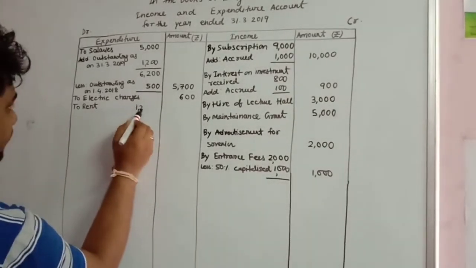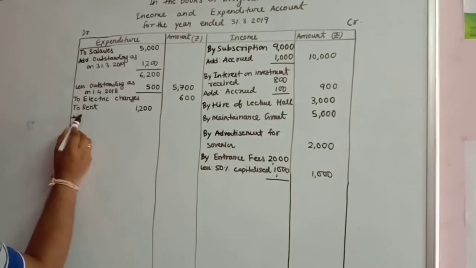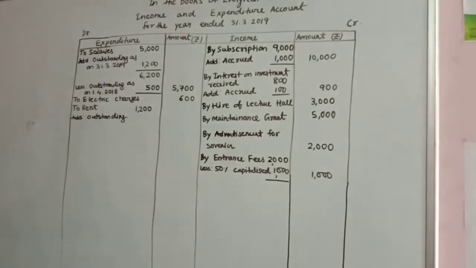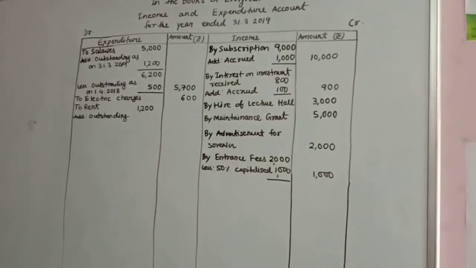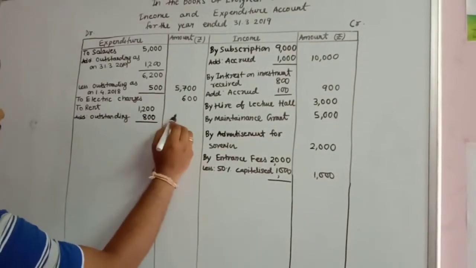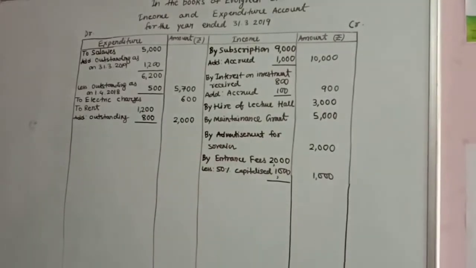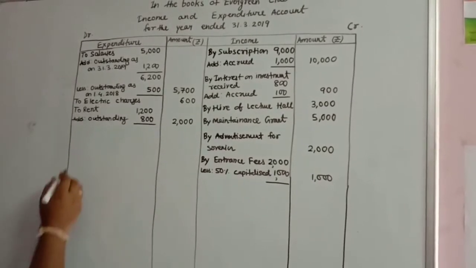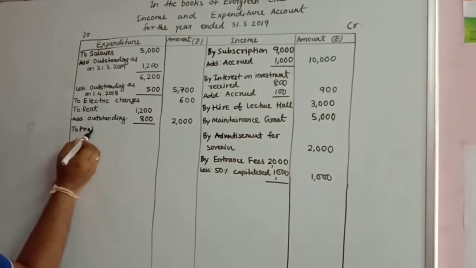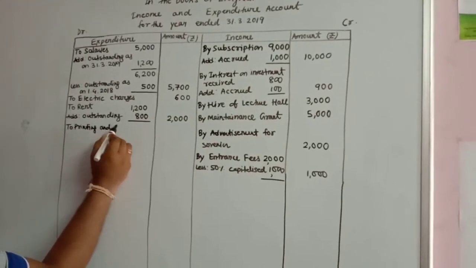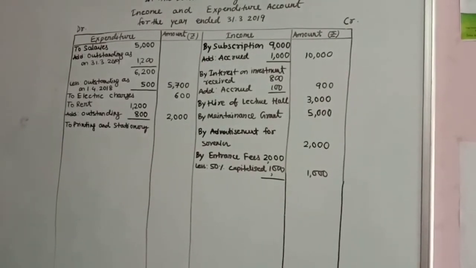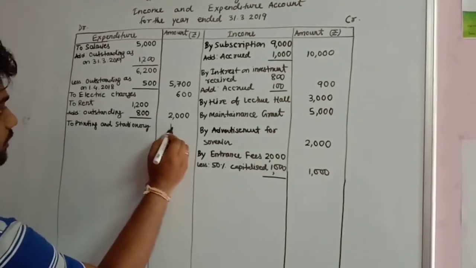But again, at the end of the year, you have certain amount of rent outstanding. So you will add outstanding rent. So the amount of rent outstanding in this question is given as 800 rupees. So it will come as 2,000. The next item of expenditure that you have is printing and stationery. Okay, so what you will write? To printing and stationery. Printing and stationery, it amounts to rupees 1,000.